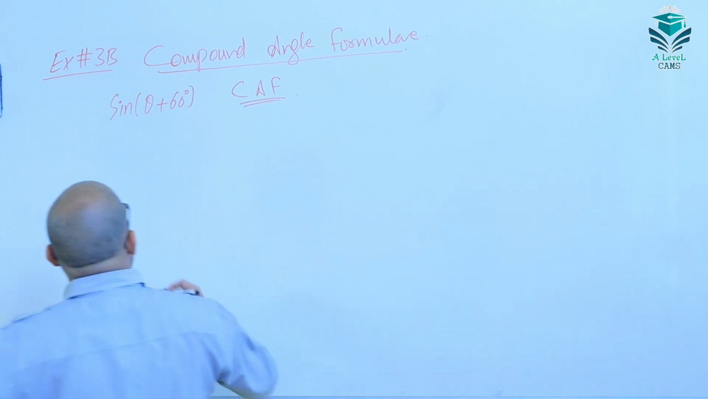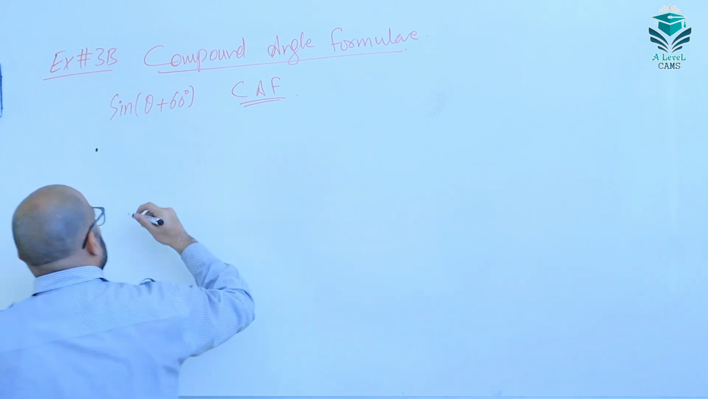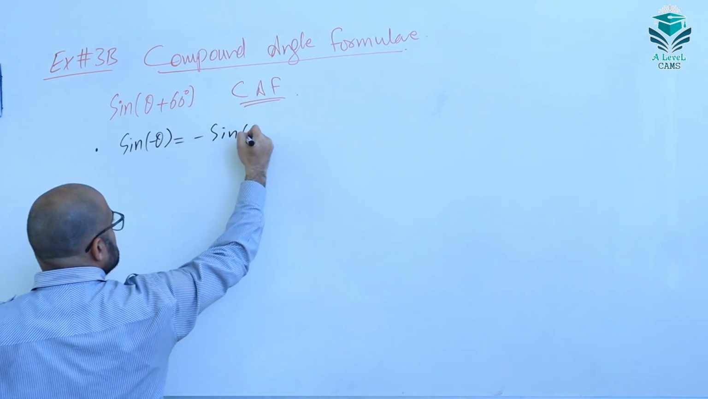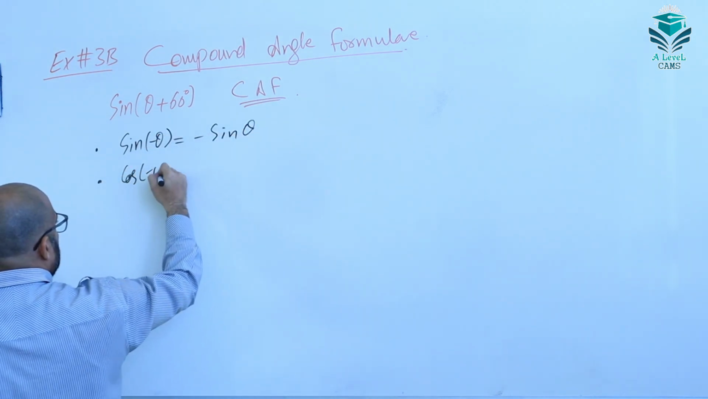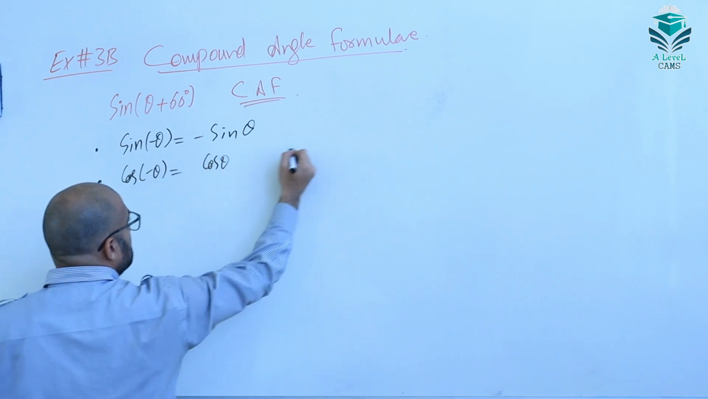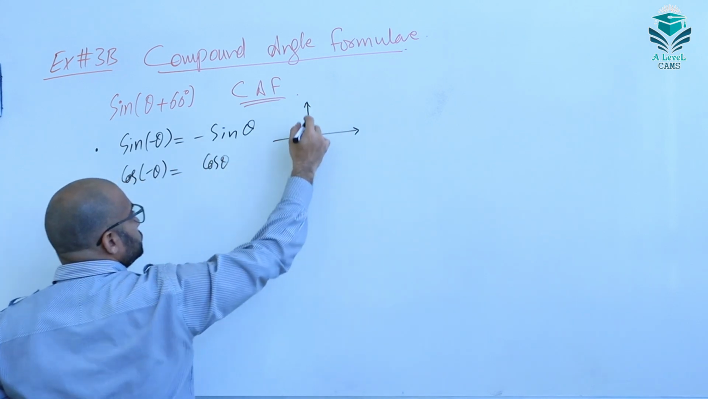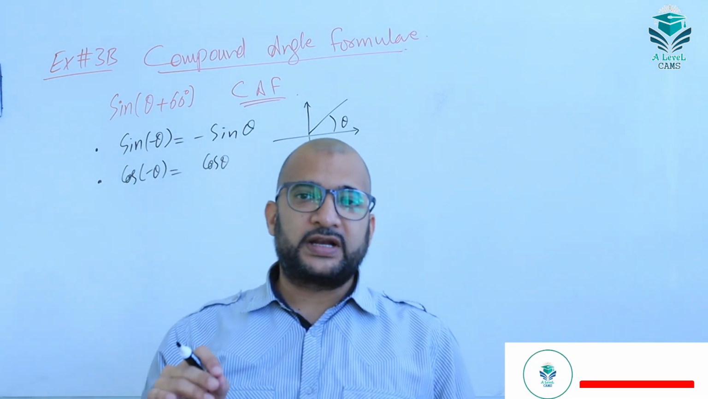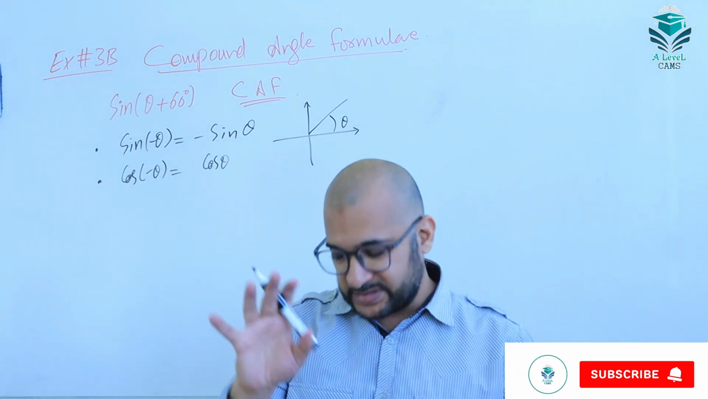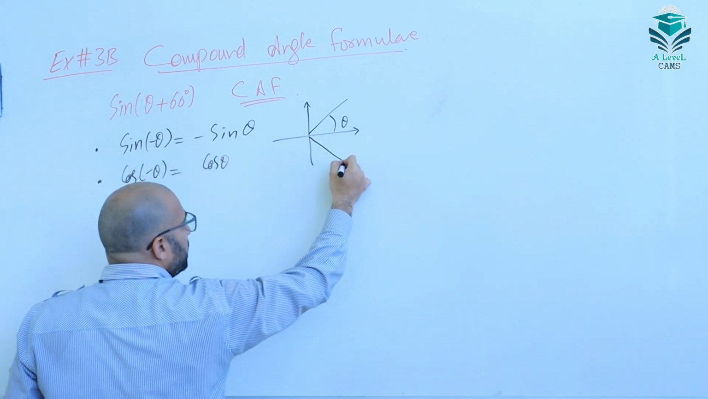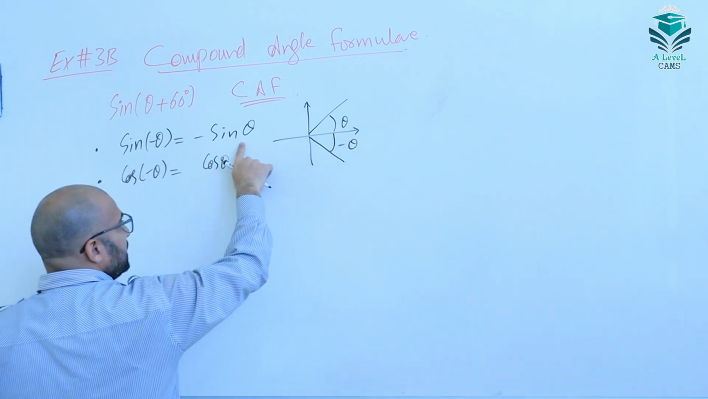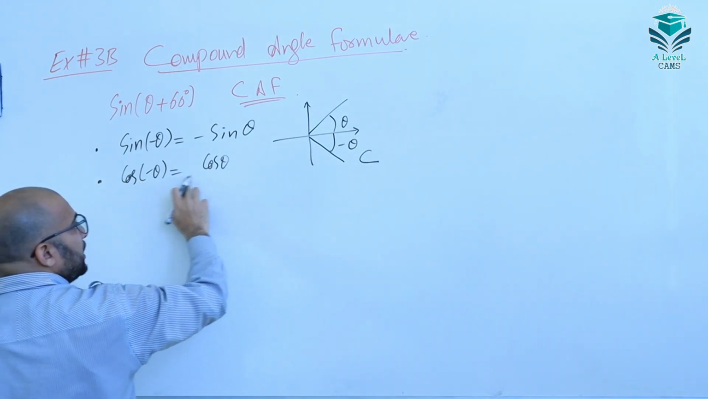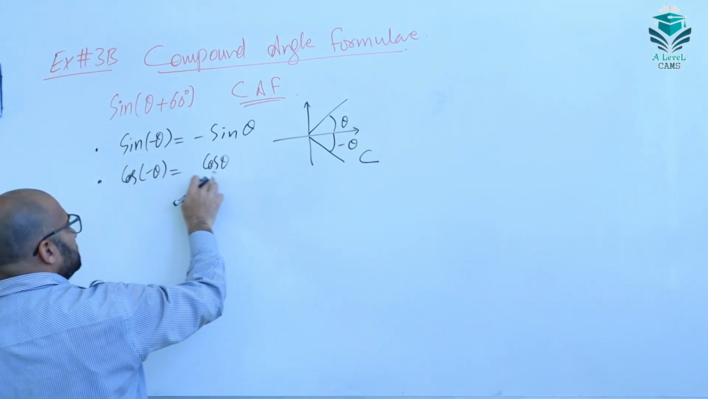So dear students, firstly we will have some trigonometric relations. Let's say sine of minus theta is minus sine theta, and cos of minus theta is cos theta. When we say the angle theta, it means we are considering the angle between 0 and 90. For minus theta, you will be in the fourth quadrant, and in the fourth quadrant sine is negative because cos is positive here. And for cos minus theta, cos will be positive.